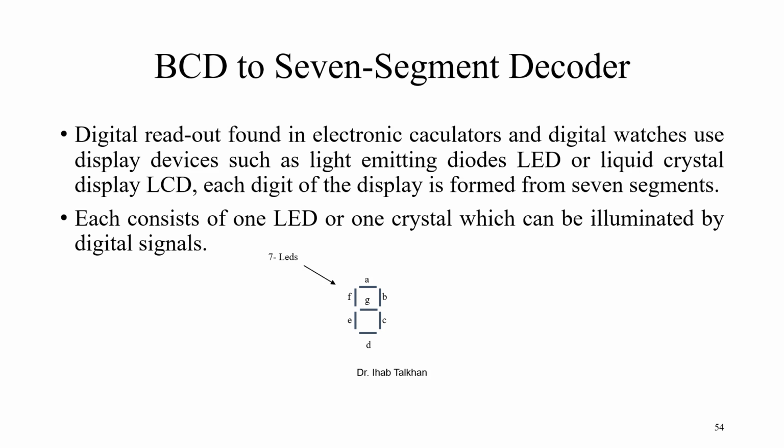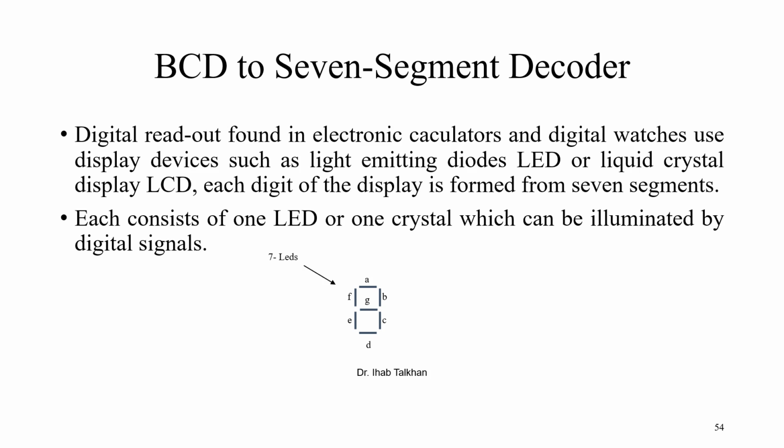As you can see from the graph, the 7 leads are organized as shown. You have a, b, c, d, e, f, g. So if you have this type of layout, you will find we can easily display on the screen numbers 0, 1, 2, 3, 4 up to 9.